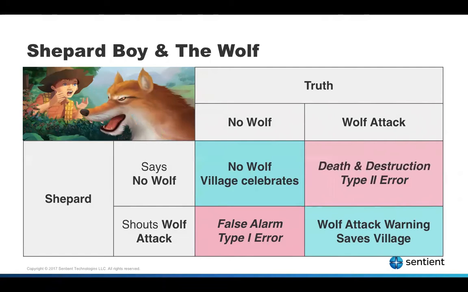But if there's no wolf, then it's a false alarm. And in the case of the shepherd, false alarm means that if you get enough false alarms, then maybe people don't trust you. And so the next time this shepherd says that there is a wolf, in fact, there isn't a wolf. And so now you have a second kind of error, the type 2 error.